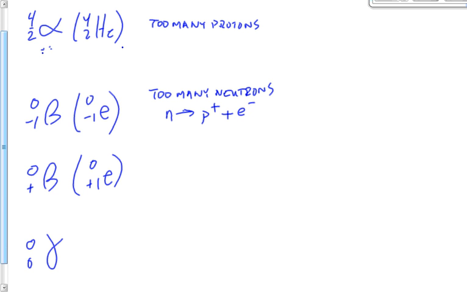What about beta plus decay? Well, once again, we have too many protons, too many neutrons. This time we got too many protons again. But the solution to too many protons this time is different than it was the first time. The solution this time is to take a proton and change it into something. Let's change it into a neutron and a positron. Notice neutral, positive, negative makes neutral. Positive, neutral, and positive makes positive.